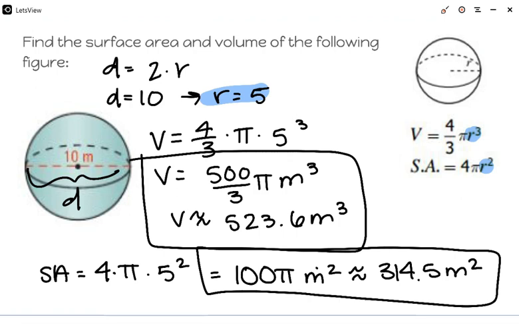Okay, this covers all of the shapes on your formula sheet. Okay, so if at any point you don't know how to find the volume, surface area, lateral area, come back to this video. All right.